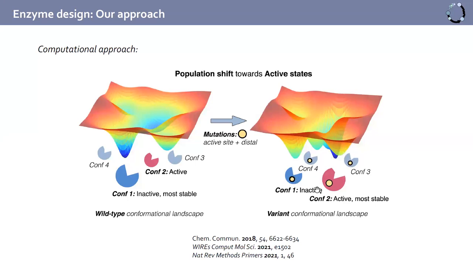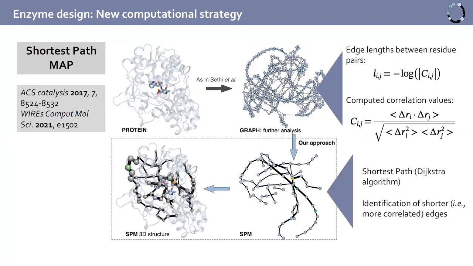And the idea would be to try to stabilize the conformations that we think are more important for this additional activity. And the question is, which mutations, which positions do we need to introduce? As I said before, ideally we would not just focus on the active site, but also identify distal sites. In this line, we developed this shortest path map tool, in which we run molecular dynamics simulations and get information about correlated movements between the residues that compose the protein. And we can translate that into a graph like the one shown here.